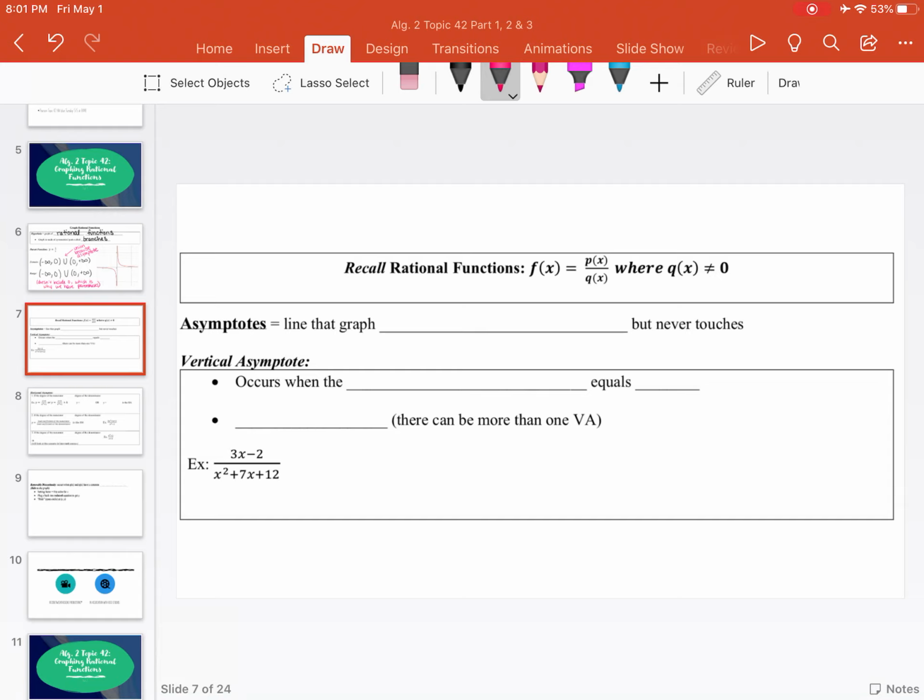Moving on to the next slide. So recall that a rational function is the quotient of two polynomials. Let's say p of x and q of x are polynomials, and q of x in the denominator cannot equal 0. Now asymptotes are where the line of the graph approaches but never touches. Another name for asymptote is a non-removable discontinuity.